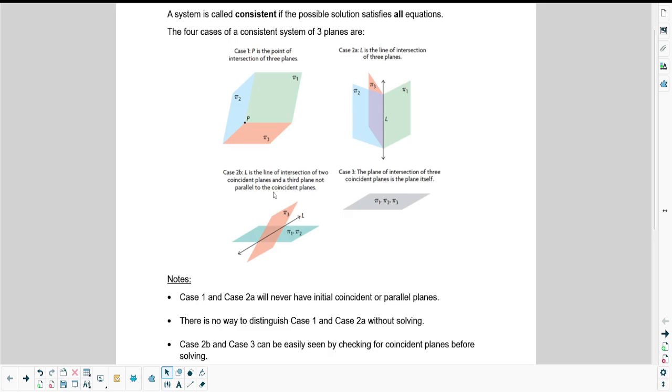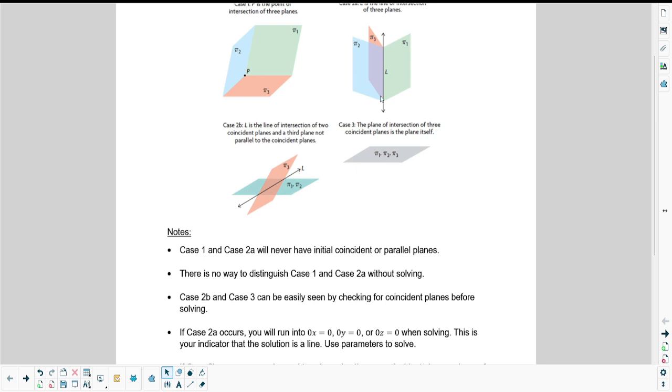For case 2b and 3, you can very easily tell that it's these two because there are coincident planes. You just check the Cartesian equations. You will notice that they are scalar multiples of each other. Then you can immediately say that either two planes are coincident, so there must be a line solution, or all three planes are coincident. Therefore, there's a planar solution.